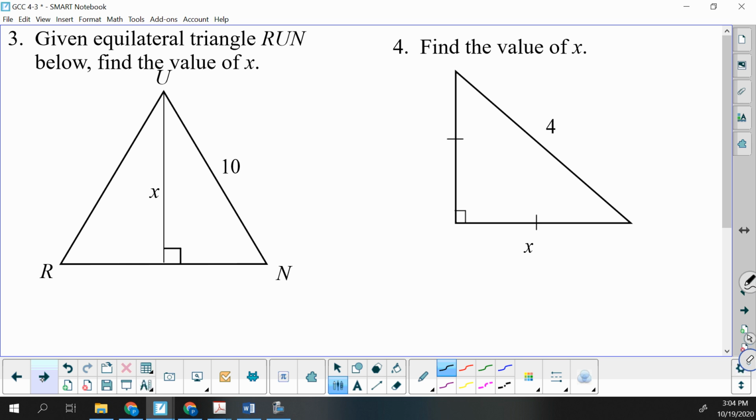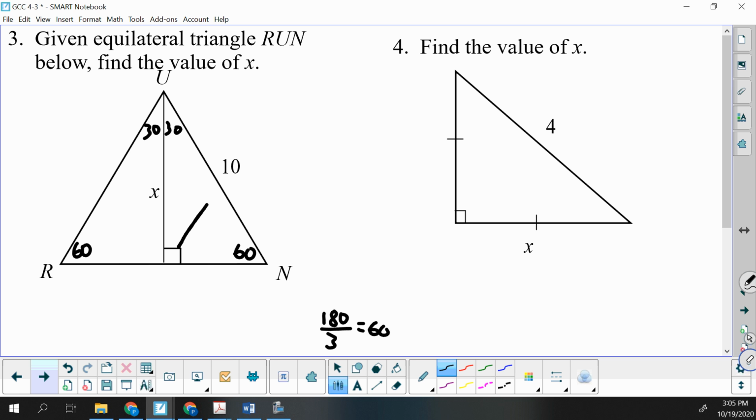Moving over to page 15, we've got an equilateral triangle. Equilateral triangle, all the angles are also the same. So 180 divided by 3 gives us that they're each 60. And the one at the top gets split into 30 and 30 because it's an altitude.